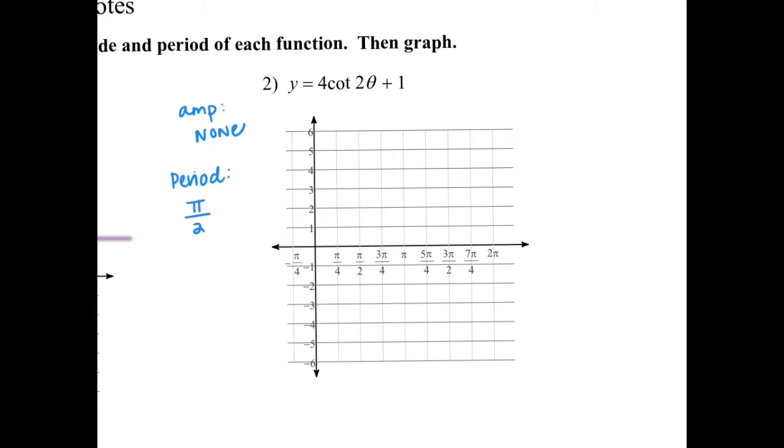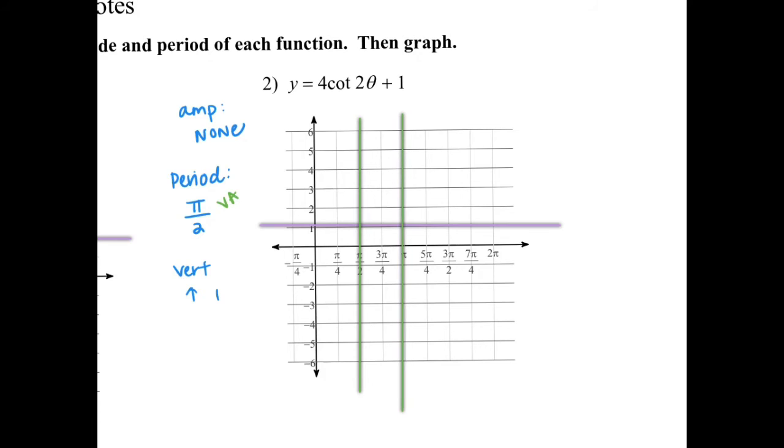This time for my cotangent, again, amplitude, not a thing. Period, pi over 2, okay? My vertical shift is going to be up 1. So let's go ahead and get that vertical shift in. Okay, so now we got to do our periods. This time our periods are going to represent vertical asymptotes. So at every pi over 2, I'm going to hit that vertical asymptote. So I've got pi over 2, pi, 3 pi over 2, 2 pi, and actually 0 as well if I go in the other direction.